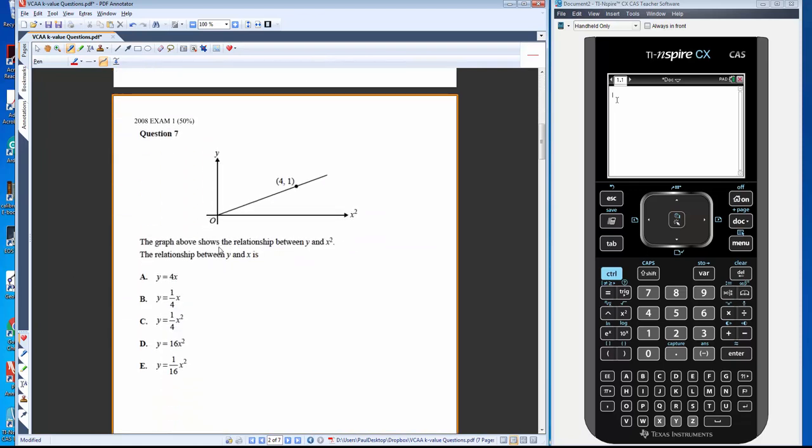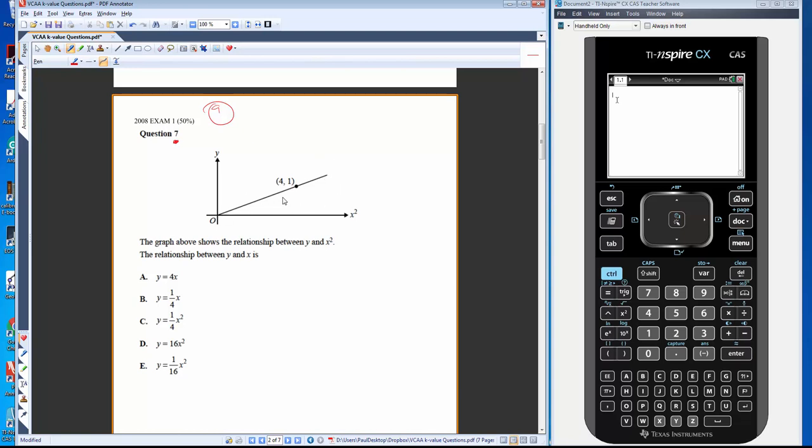Okay, getting a little harder. Alright, so question 7 from the module. Back in '08 there were 9 questions in this module, so 1 out of 2 people couldn't do this question. The graph above shows the relationship between y and x squared. The relationship between y and x is... so what's happened is they've applied a transformation here to y and x, which has had the effect of straightening out a parabola.